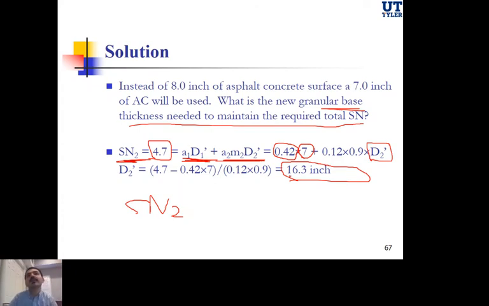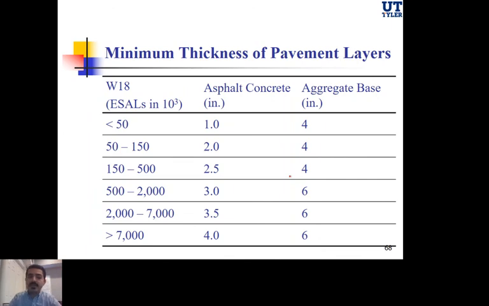The question some of you may ask: how about reducing it from 7 inches to 6 inches? Or from 6 inches to 3 inches, or 1 inch? Is there a minimum thickness of any one of these layers that we can't reduce beyond? The answer is yes. The AASHTO book shows that there is a minimum thickness for the asphalt concrete layer and the aggregate base layer, depending on how many millions of ESALs we are expecting on this roadway.